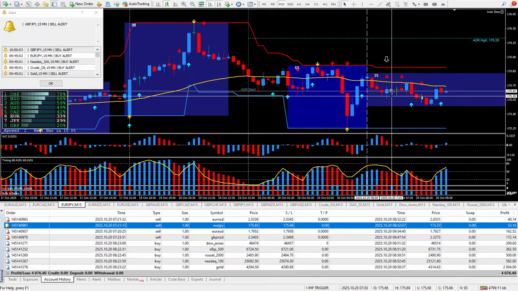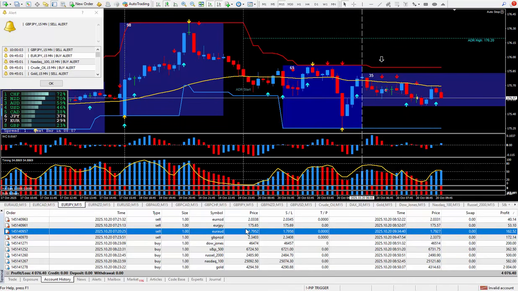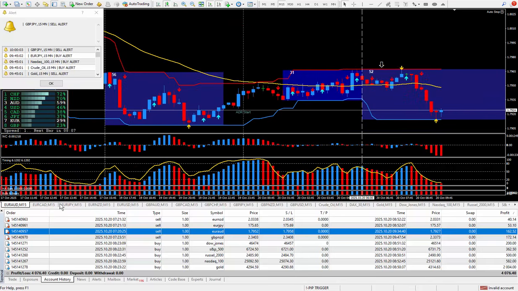Mouse is acting up a bit. Try that again. Looks like 8 pips, and that paid out $53. Okay, let's move on to the next trade, Euro Aussie. Let's run a check on that one. So here we go on the next trade, Euro Aussie. Let's drag and drop this up, see where I got in at.